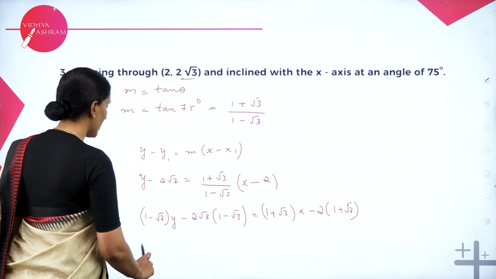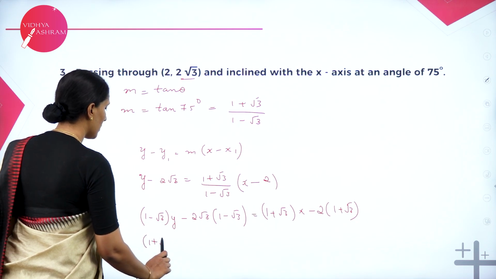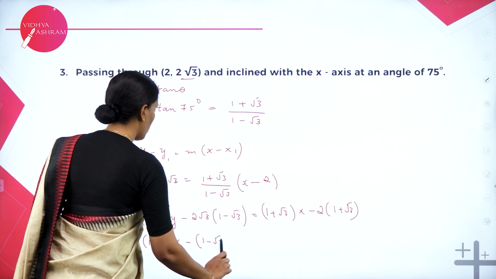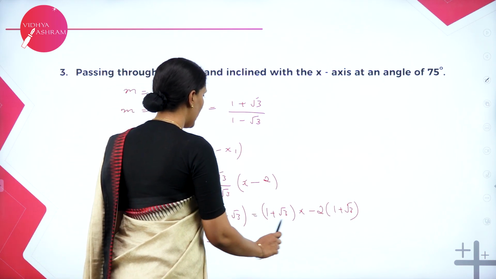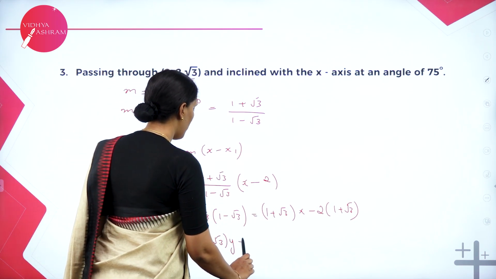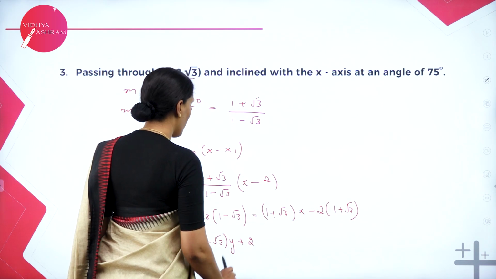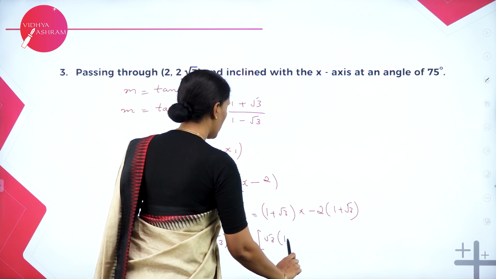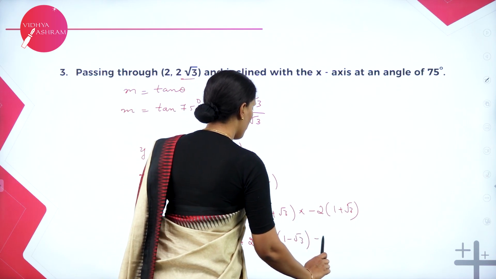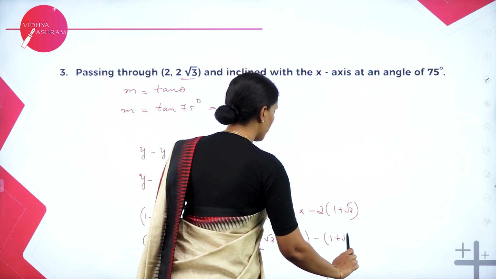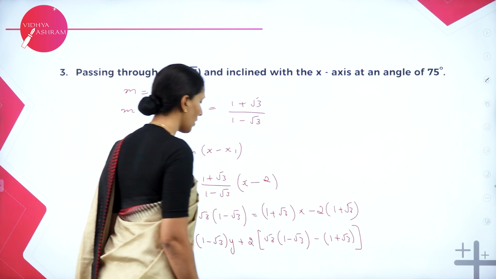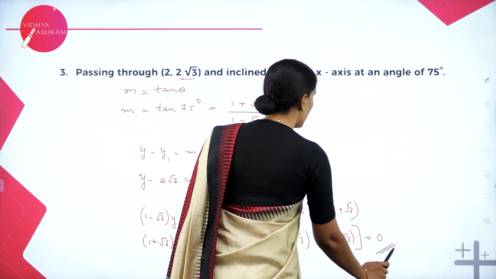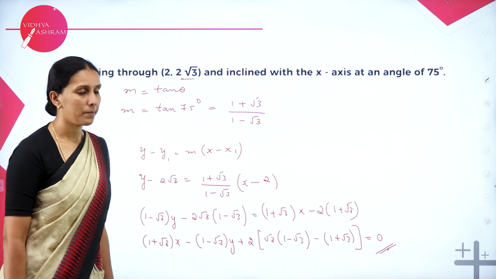So rearranging this, we will get (1 plus root 3)x minus (1 minus root 3)y, and taking 2 as a common factor, plus 2 into (root 3 into (1 minus root 3) minus 1 plus root 3), is equal to 0. So this is the required equation of the line.